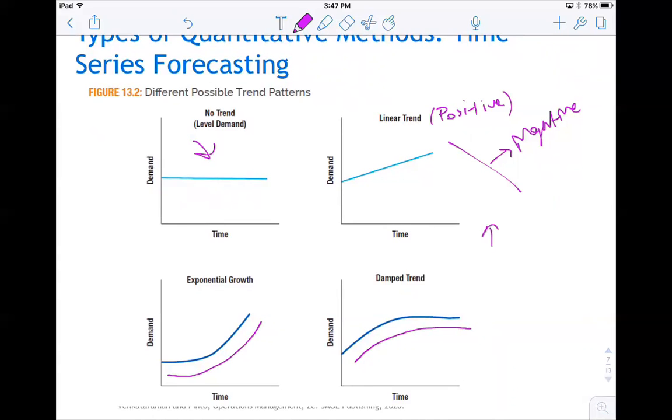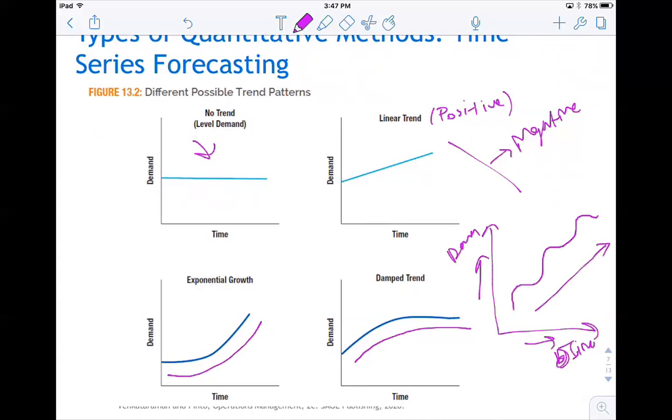For example, let me draw another one here. Sorry, this is time, and this is demand, let's say. If I have this representation here, it means that I still have a positive trend. This is positive because as time increases, my demand value is increasing as well. But it's also seasonal or cyclical. The terms are almost interchangeable, but there's a very tiny difference between them.